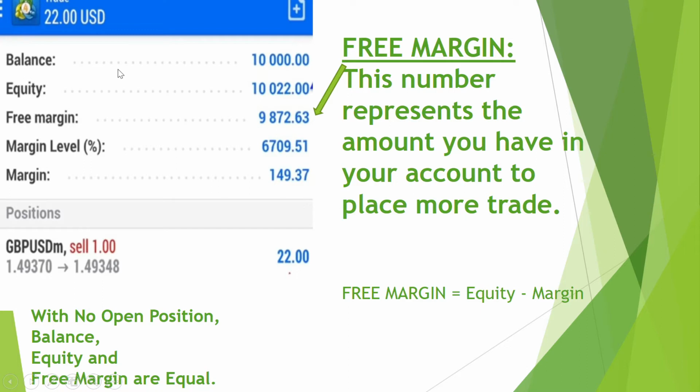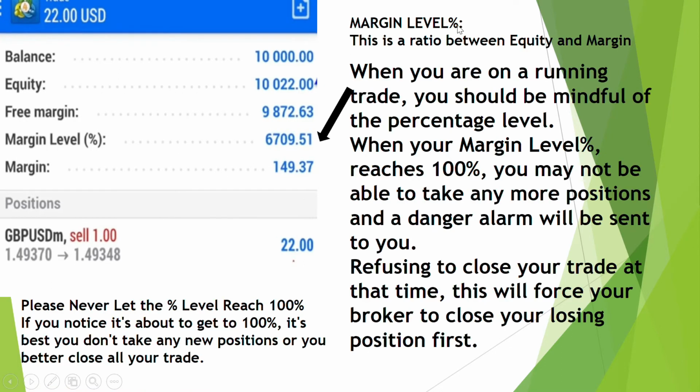When you have no position open, your balance, your equity, and free margin will all be equal under the trade on your MT4 or MT5. When you have no trade running, the three of them will be equal. Margin level. This is a ratio between equity and margin. This is your margin, this is your equity. The ratio between the two is your margin level.